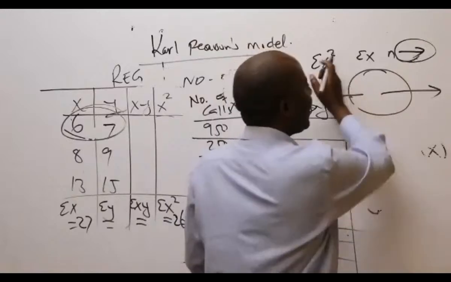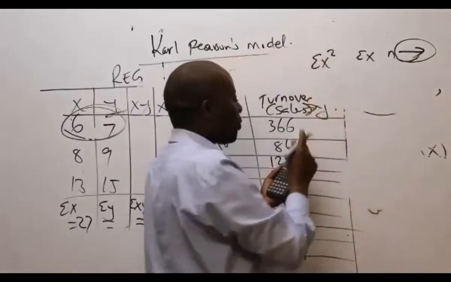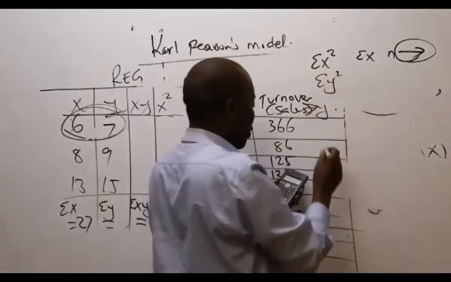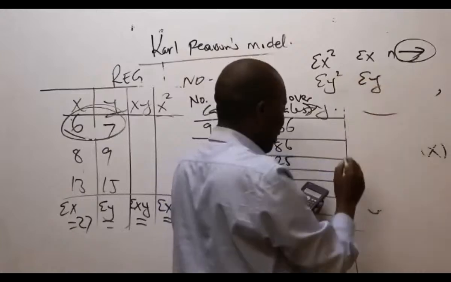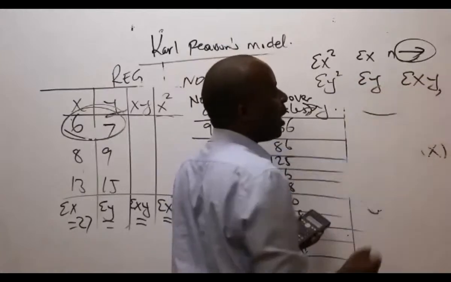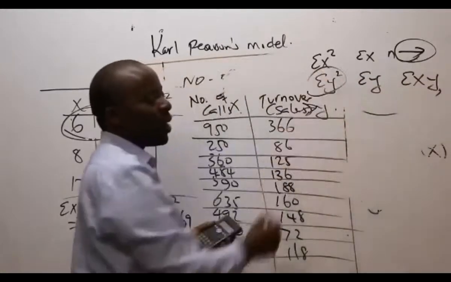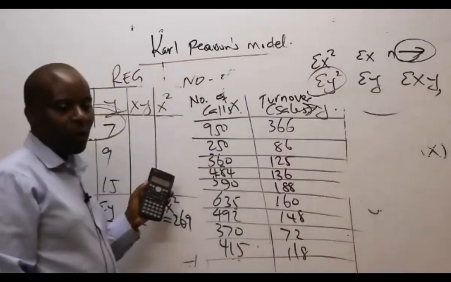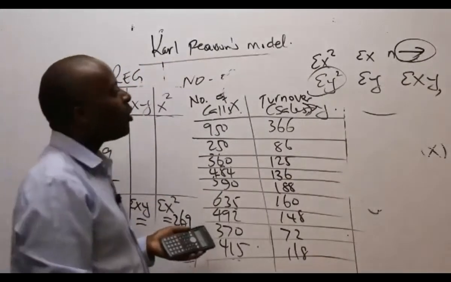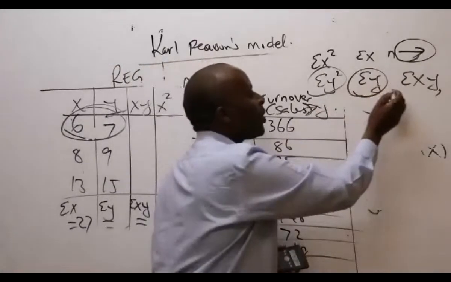When it changes like that, what are you able to see? You are able to see summation of y squared. You are able to see summation of y. You are able to see summation of xy. I don't want summation of y squared for regression. For regression, I'll be interested in this and this.